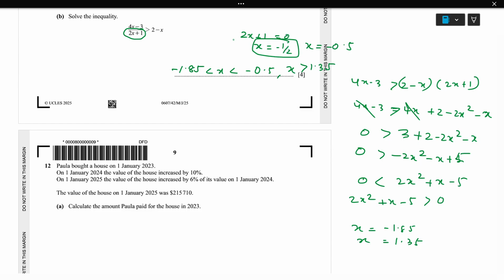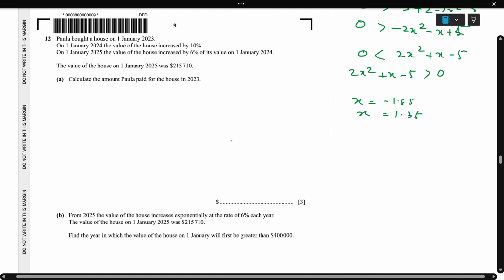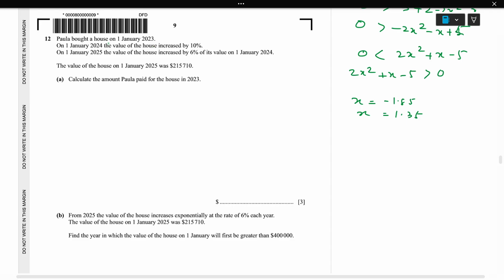Next, Paula bought a house on 1st January 2023. In 2024 the value increased by 10%, in 2025 it increased by 6%. In 2025 the value is this. So find the original value in 2023.